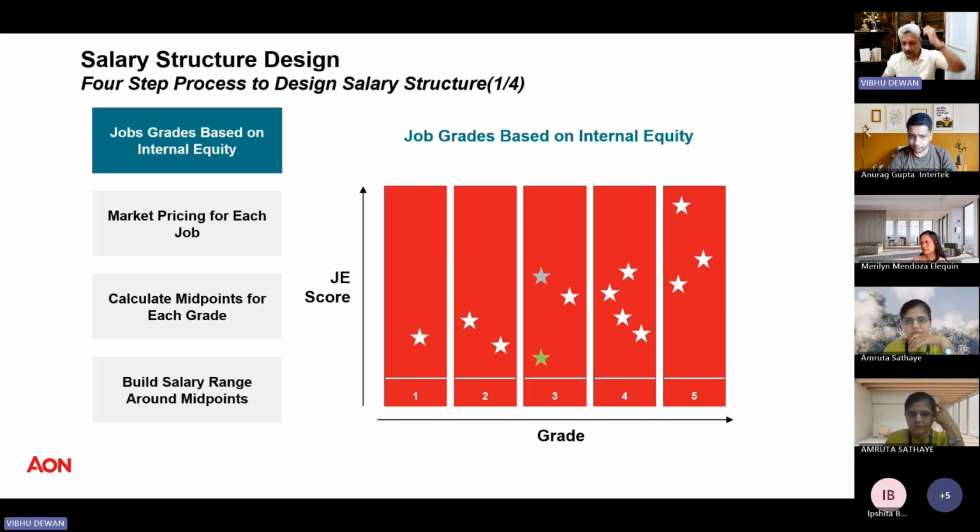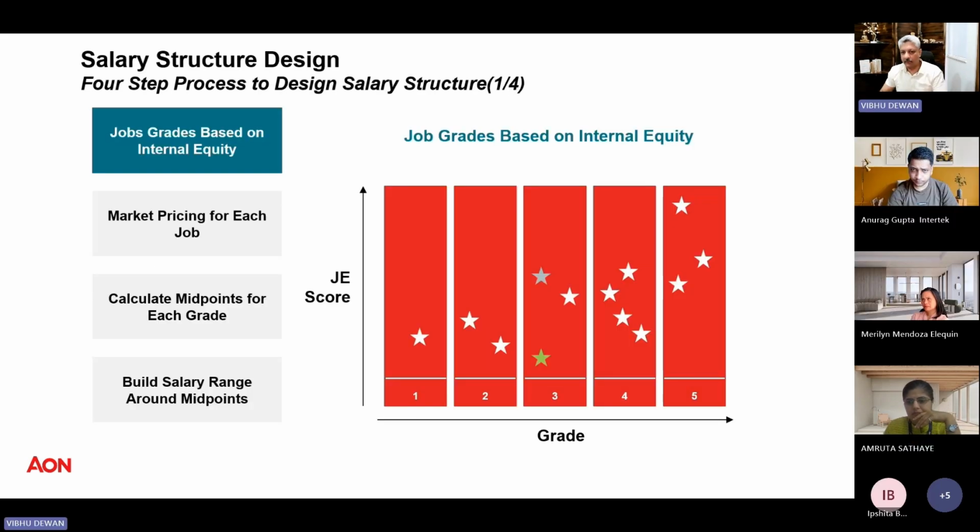Now let me move forward, and these are the four steps that we are going to talk through as to how we are going to create this. Now, in the previous one, this is the first step. What you have done is you found the natural breaks. You actually have all the positions. So these are the unique positions and their job evaluation score, and that's where you graded them.